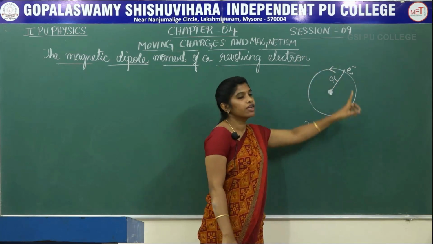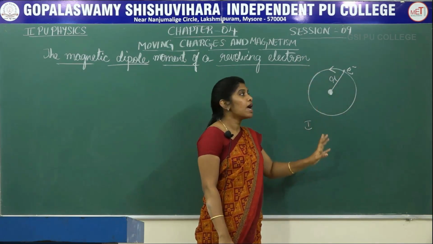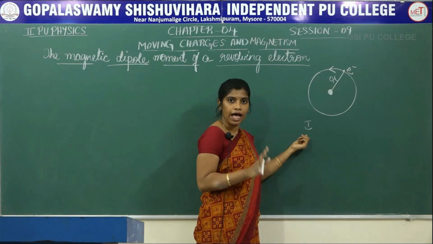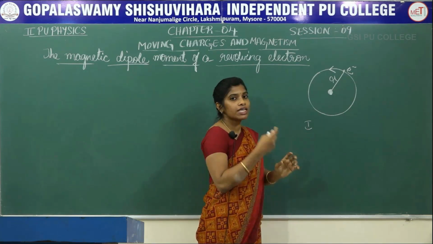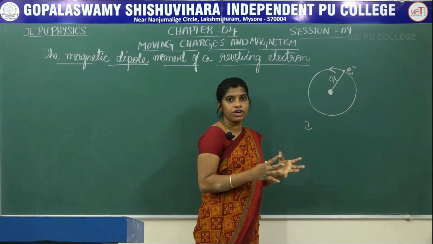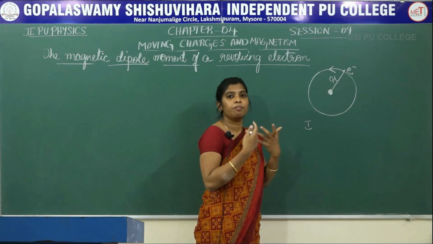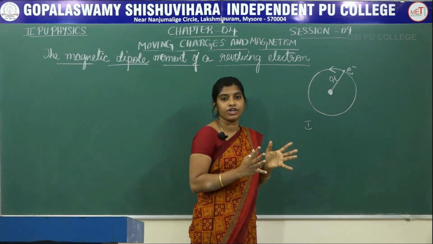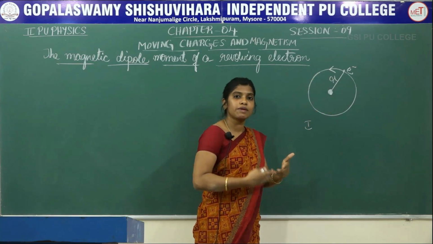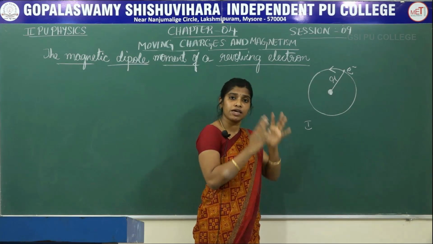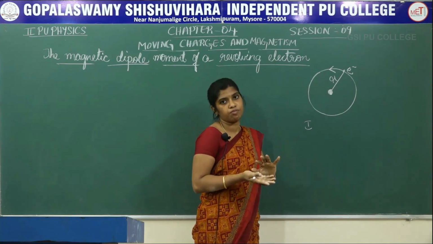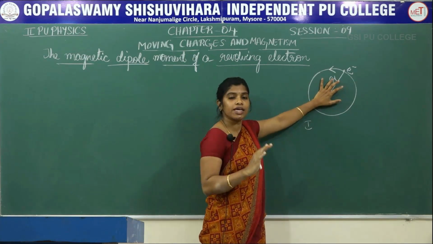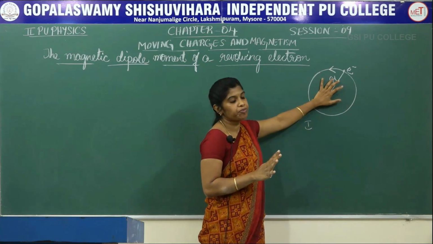The electrons are revolving around the nucleus and it is constituting some current. Let me say the current is I. And if there is current in any conductor, we say it produces a magnetic field, and a circular current carrying conductor which is producing a magnetic field just acts like a magnet with a dipole. So, I can just relate this to a circular current carrying conductor.